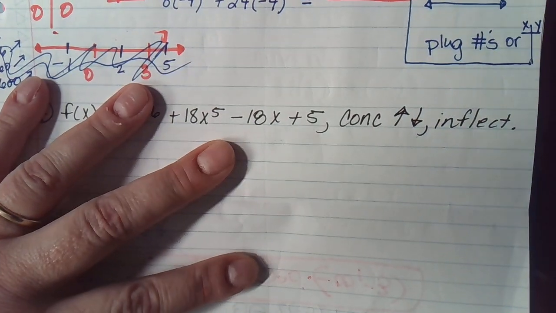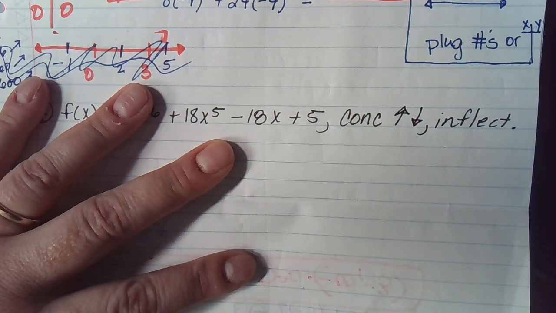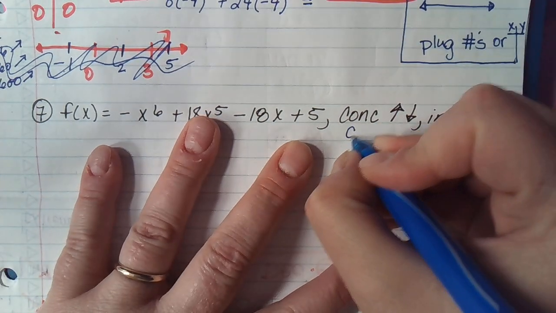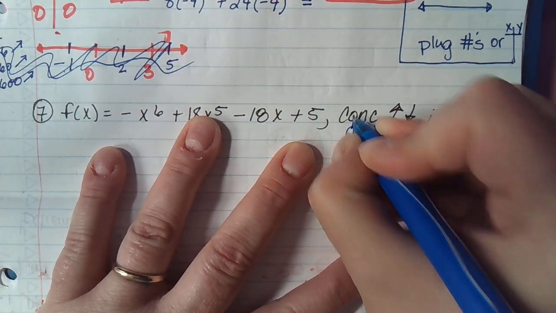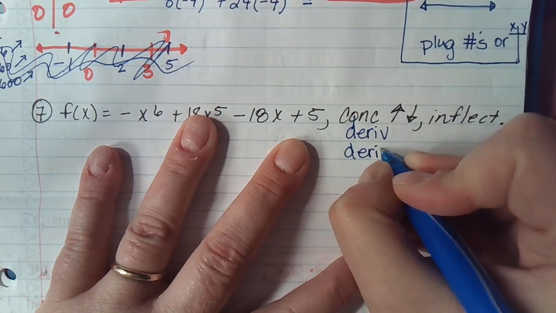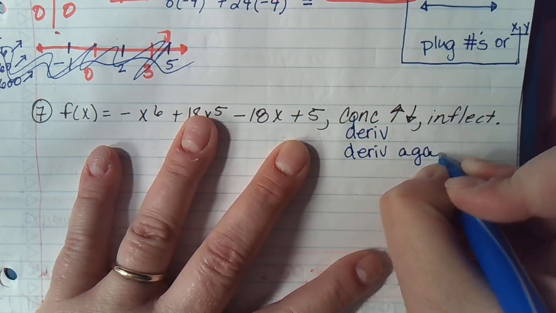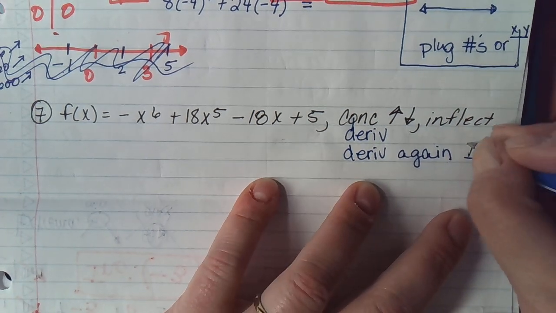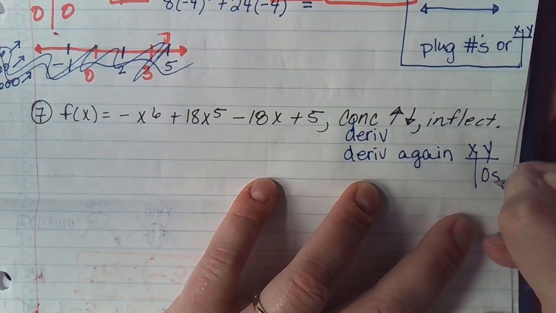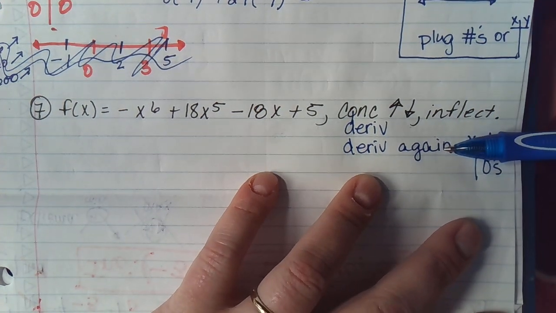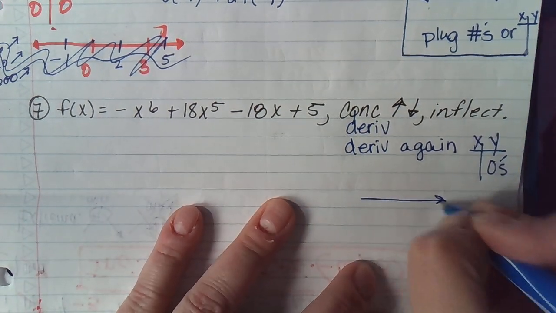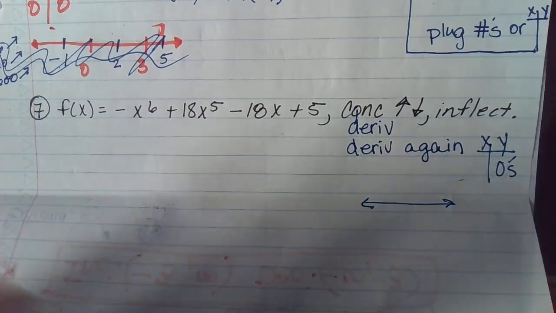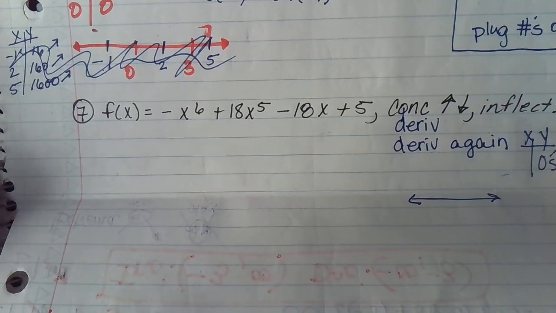Concavity comes from the second derivative. So for concave, we're going to have to do the derivative, then the derivative again. Then we do the t-chart and look for the zeros with that second derivative. Then we make a number line with those numbers from the second derivative's t-chart. Okay, let's go for it.